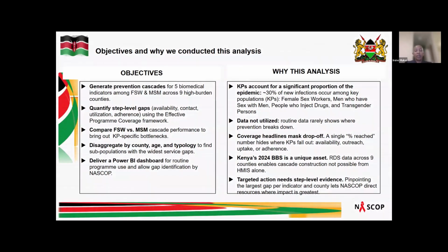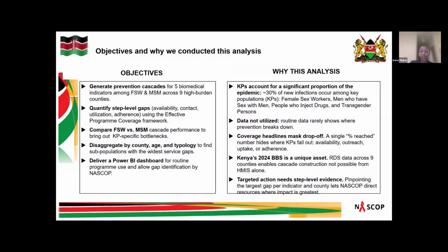So part of the reason why we decided to do the analysis is that when you look at the HIV prevention epidemic in Kenya, although the key populations form a very small proportion in terms of the overall population, they actually contribute significantly to new infections. So 30% of new infections in the country occur among key population groups, including female sex workers, men who have sex with men, people who inject drugs, and transgender persons.